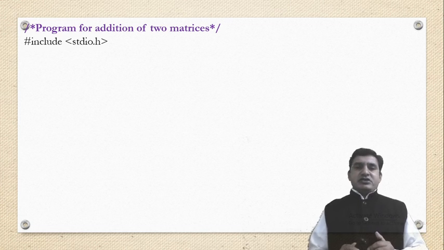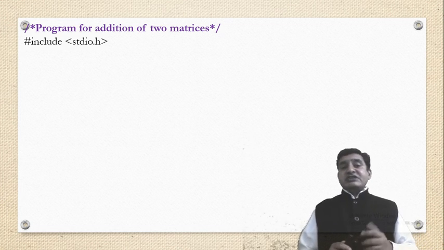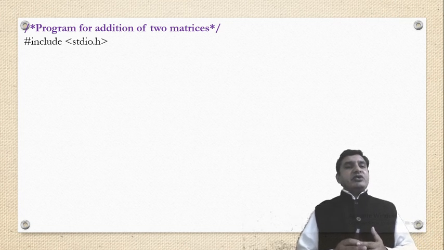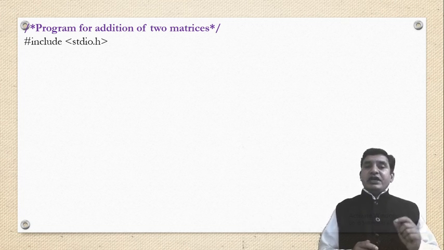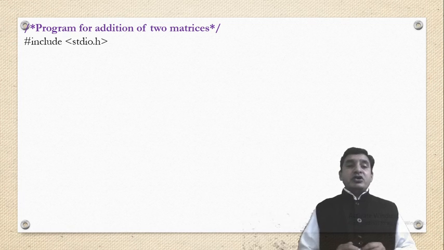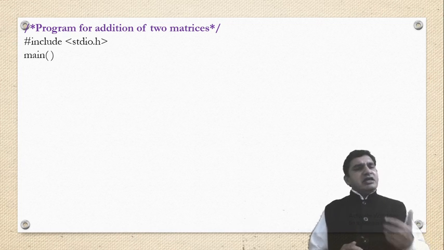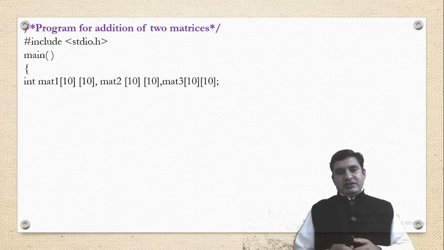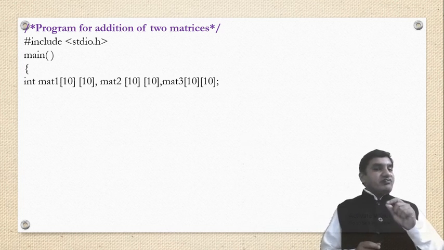This is again a comment line. #include <stdio.h>. #include is a preprocessor directive. stdio.h is the standard input output header file. Then the main function, then integer, first matrix, matrix 1.